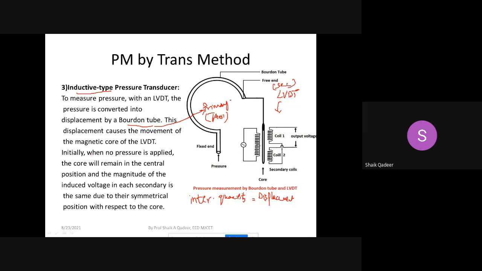So initially when there is no pressure, what happened? The core is at the center place and creates an equal amount of magnetic field or EMF in both coils. So output voltage will be 0. If displacement causes the core to move down, then the down coil will get more EMF and accordingly the output voltage will indicate the displacement value. Hope it is clear to everybody. Yes, sir.